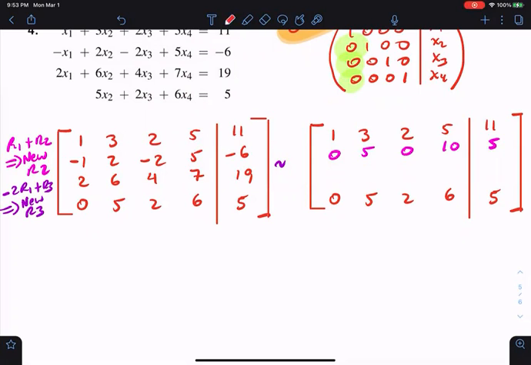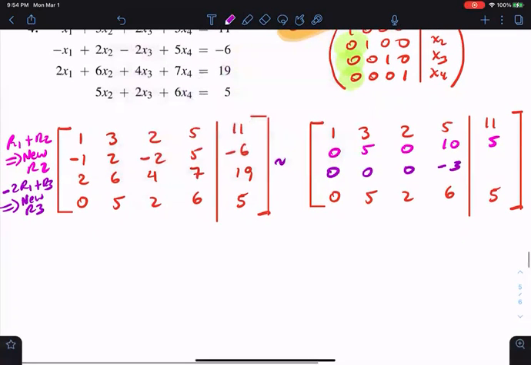And we need to get a new row 3, right? So if we do that, we do -2 row 1 plus row 3. So -2 times all the elements in row 1. -2 times 1 is -2 plus 2 is 0. -2 times 3 is -6 and 6 is 0. -2 times 2 is -4 and 4 is 0. -2 times 5 is -10 and 7 is -3. -2 times 11 is -22 and 19 is -3.